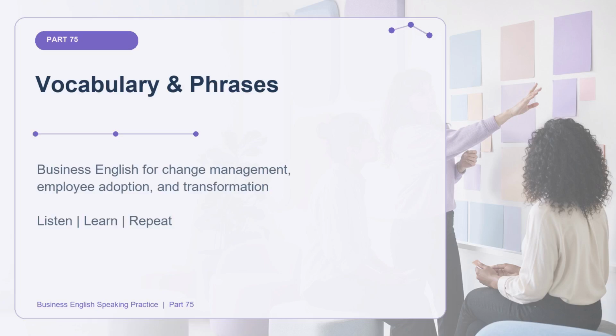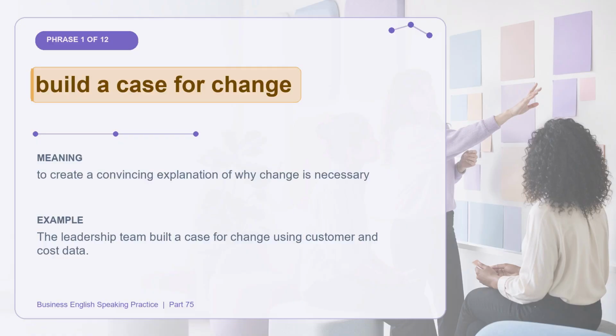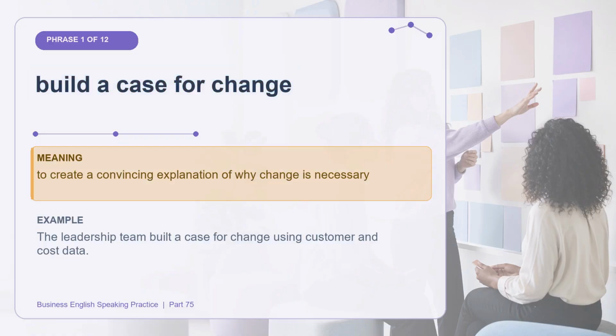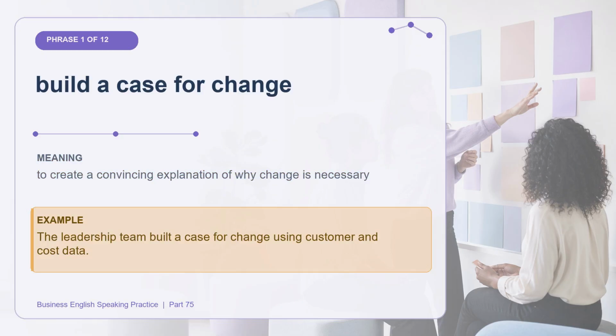In this lesson, you'll learn useful business English for change management, employee adoption, and transformation. Let's begin. Phrase 1. Build a case for change. Meaning, to create a convincing explanation of why change is necessary. Example: the leadership team built a case for change using customer and cost data.